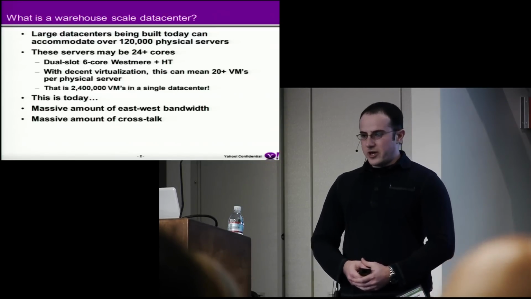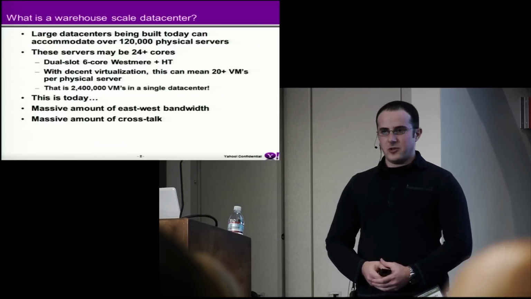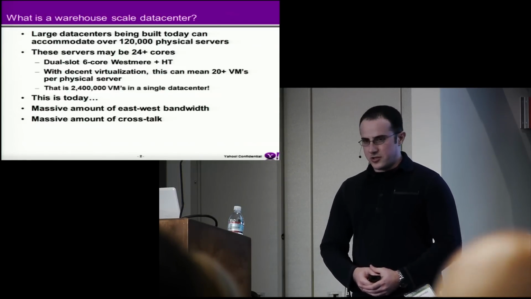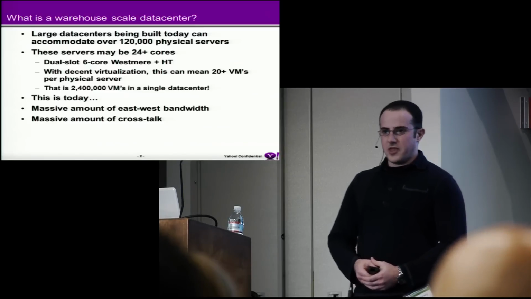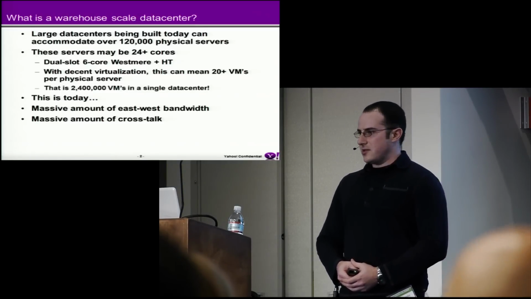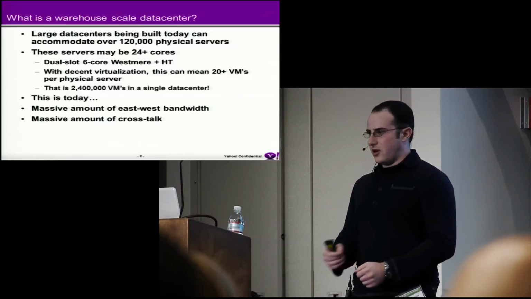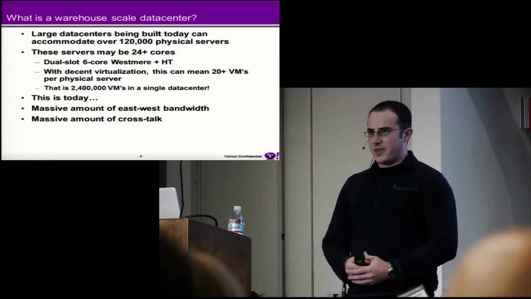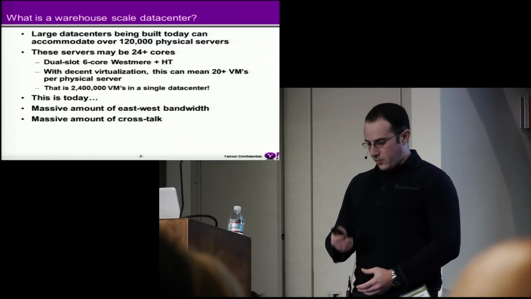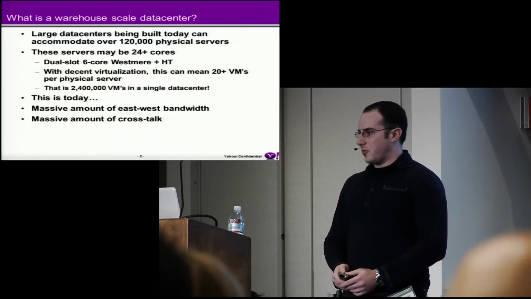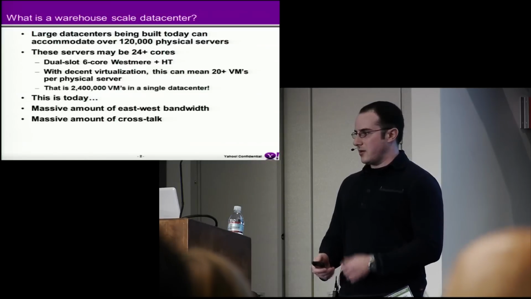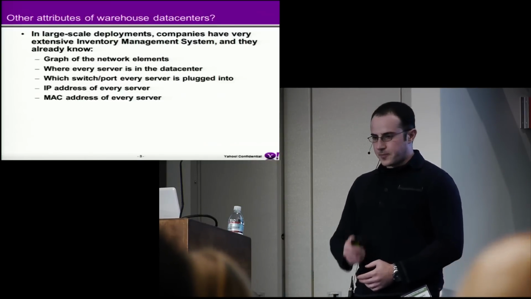A warehouse-scale data center also has a massive amount of east-to-west bandwidth. It is highly distributed. There's a massive amount of crosstalk. If you think about the case of Hadoop, if a Hadoop cluster is 20,000 nodes, that is not some host talking to some other host. That is 20,000 hosts talking in a full mesh between each other. That is pretty different from a typical enterprise data center where you have an app server talking to a web server and a bunch of clients connecting to it.